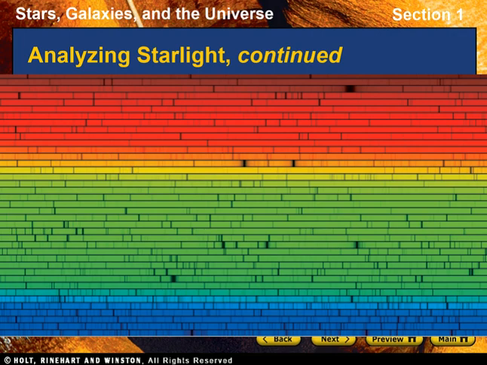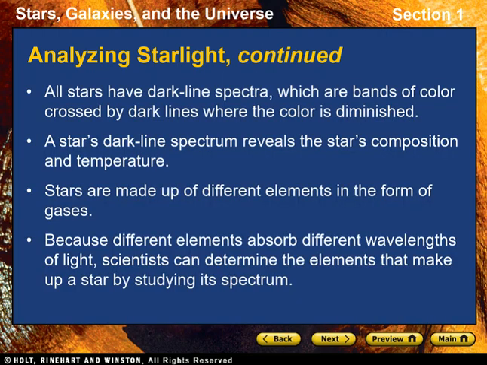All stars have dark line spectra, bands of color crossed by dark lines where the color is diminished, as is shown in Figure 1 on the screen here. A star's dark line spectrum reveals the star's composition and temperature. Stars are made up of different elements in the form of gases. While the inner layers of a star are very hot, the outer layers are somewhat cooler. Elements in the outer layers absorb some of the light radiating from within the star. Because different elements absorb different wavelengths of light, scientists can determine the elements that make up a star by studying its spectrum.